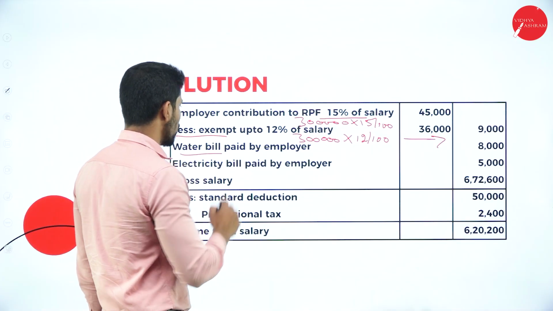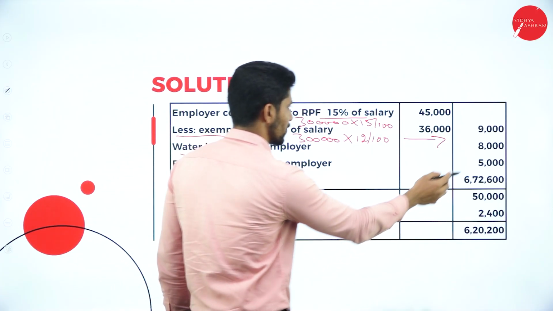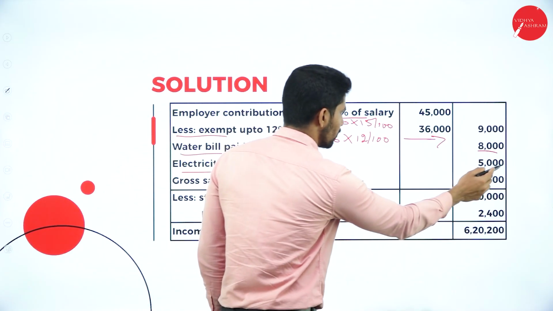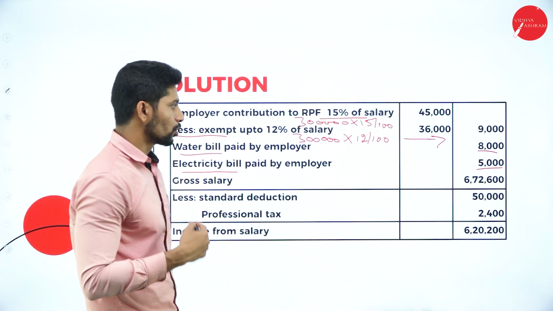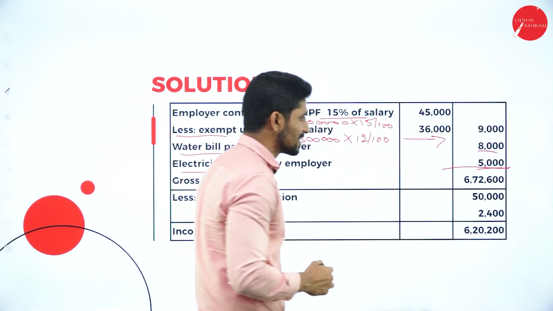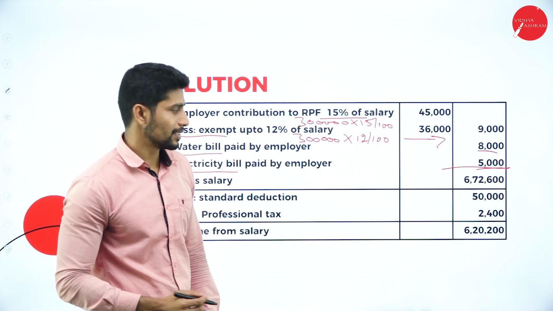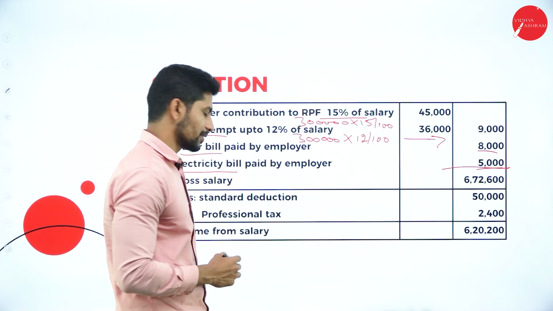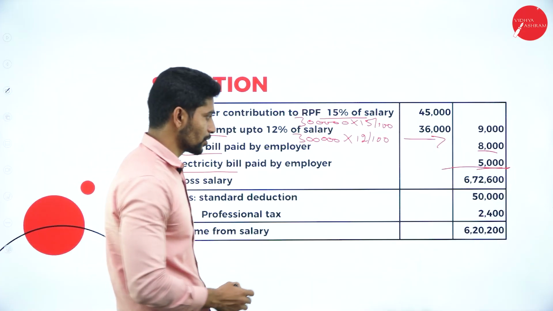Next one, water bill paid by employer. It is 8,000, mentioned in the problem. Electricity bill paid by the employer, 5,000. Now total it. If you total it, you will get 6,72,600. From that, less standard deduction of 50,000.